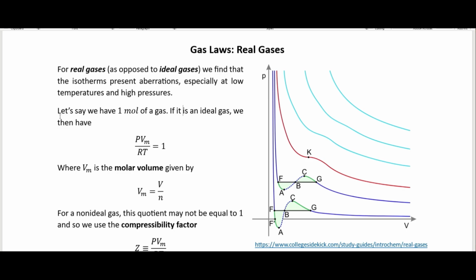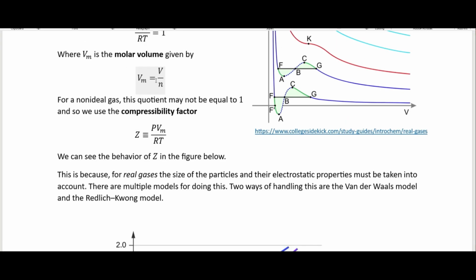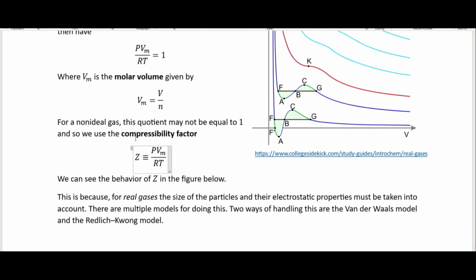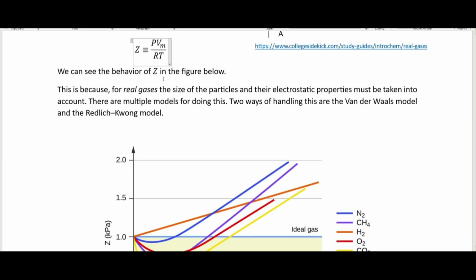interact with each other. So let's say we have 1 mole of a gas, and if it's an ideal gas, then if we just get everything onto one side of the ideal gas equation, then it should be equal to 1, where here this V sub m is the molar volume, so it just sort of incorporates both the volume and the number of moles. So we're just getting the ratio of everything here, and if it's ideal, that should be equal to 1. But for a non-ideal gas, we have what's called the compressibility factor, which essentially just means we do this same thing, but then this will not necessarily be equal to 1 like it is for an ideal gas. And so we want to know what the behavior of this Z is.